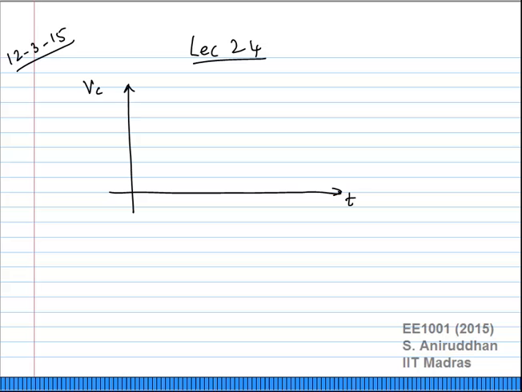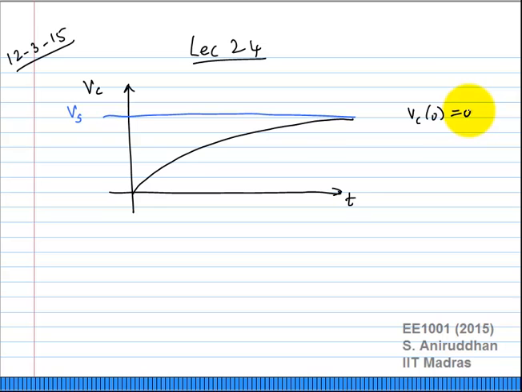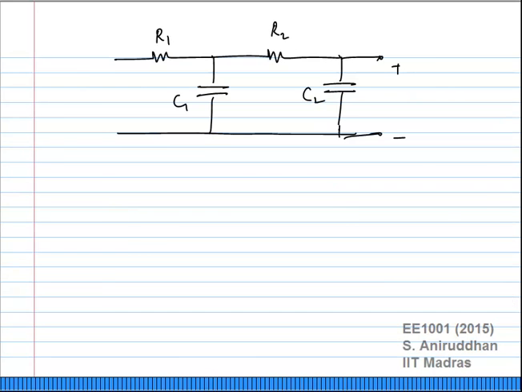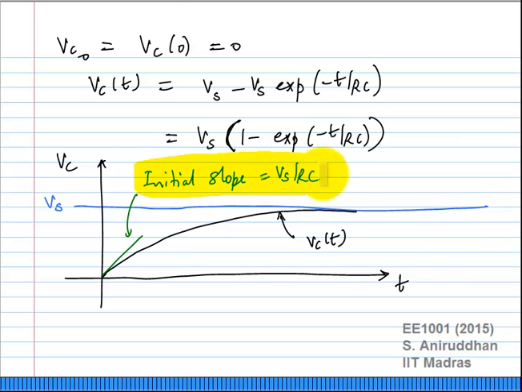If I have a non-zero Vs, so let us say this is Vs, and let us say Vc of 0 is 0, the curve is an exponential depending on the time constant of the circuit. It has some asymptotic behavior like this. It starts off from 0 because Vc of 0 is 0. What is the initial slope? Vs by RC. We saw this yesterday. So the initial slope is Vs by RC.